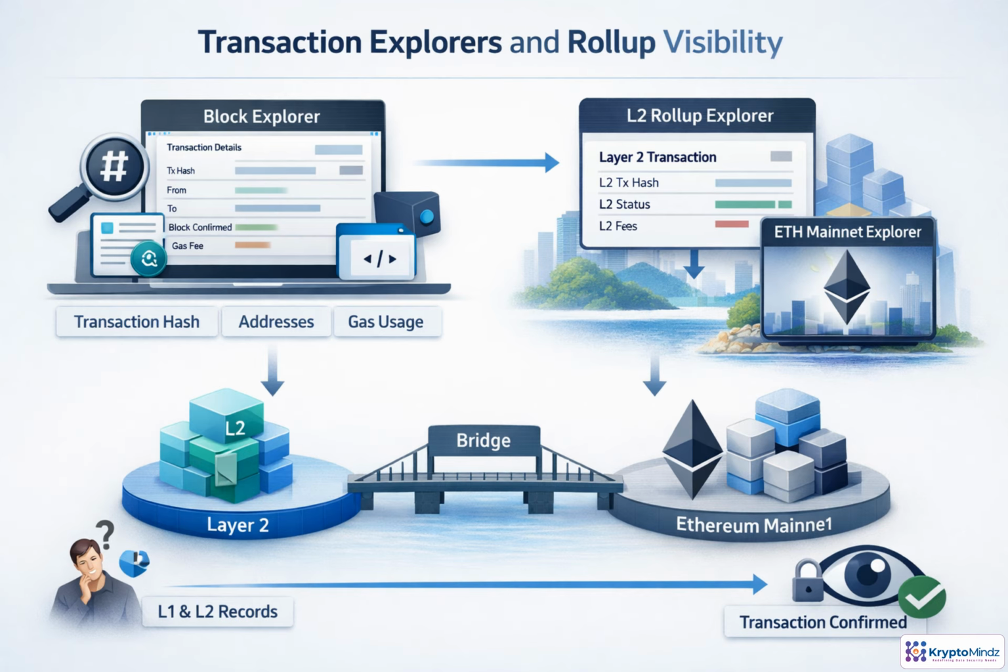Explorers turn a wallet message into verifiable facts. Start with the transaction hash, then check status, confirmations, from and to addresses, value, and gas fee. With rollups, network context is especially important. A swap or transfer may be recorded on Layer 2, while a bridge can also create related Layer 1 activity. If something looks missing, first confirm that you are using the correct explorer before assuming the transaction failed.